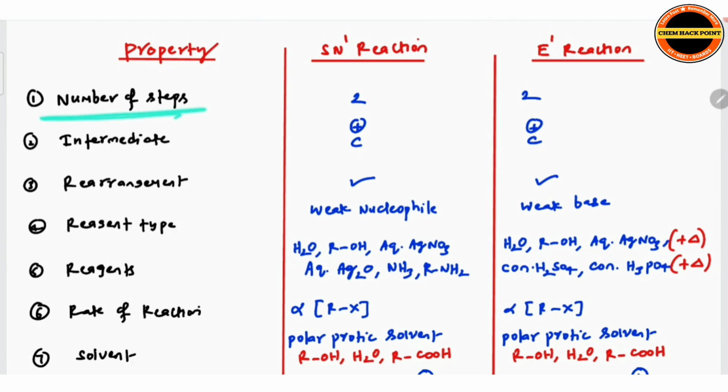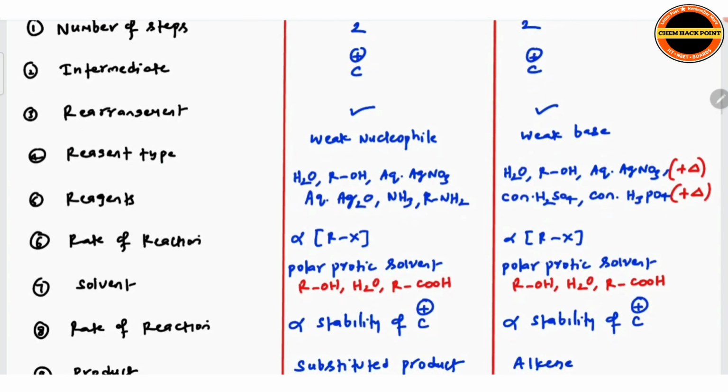Number of steps in SN1 reaction: 2; E1 reaction: 2. Intermediate here is carbocation, E1 also carbocation. Yes, rearrangement possible. If any more stable carbocation is possible, then you can rearrange. Here also rearrangement. Reagent type: weak nucleophile, and here weak base in both the cases.